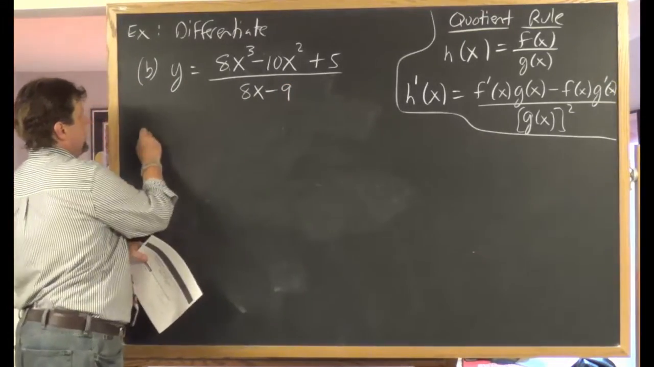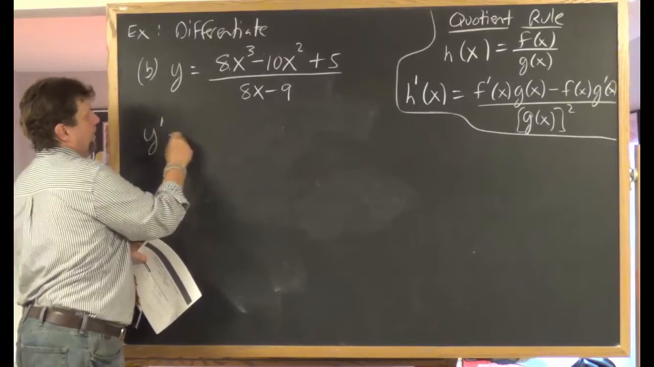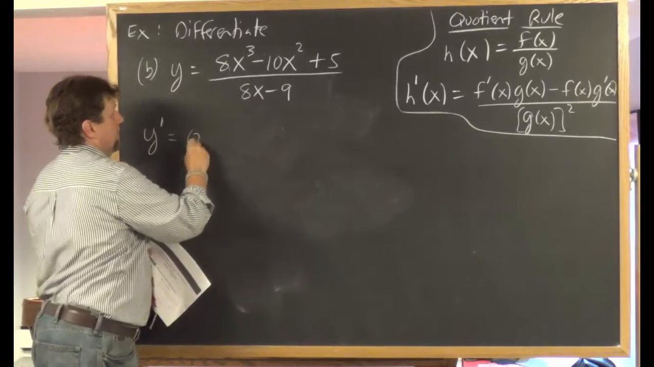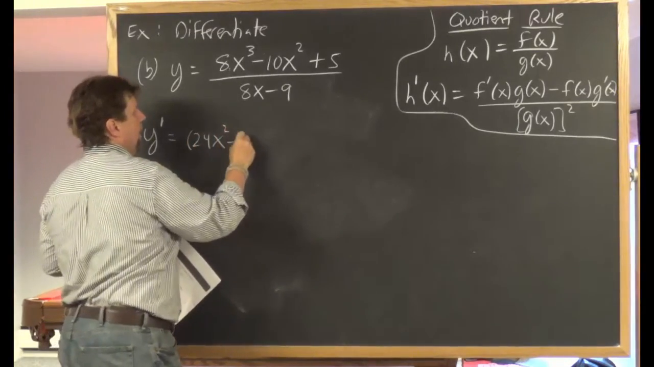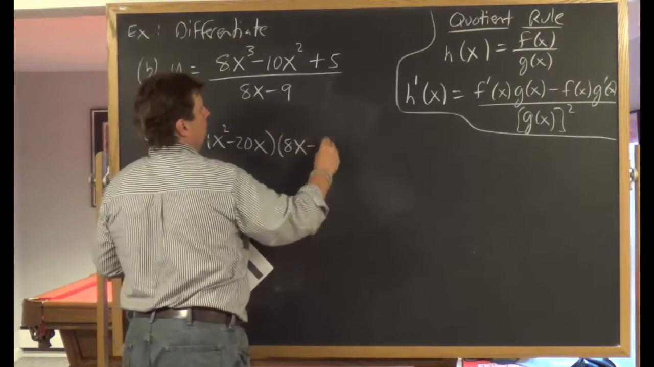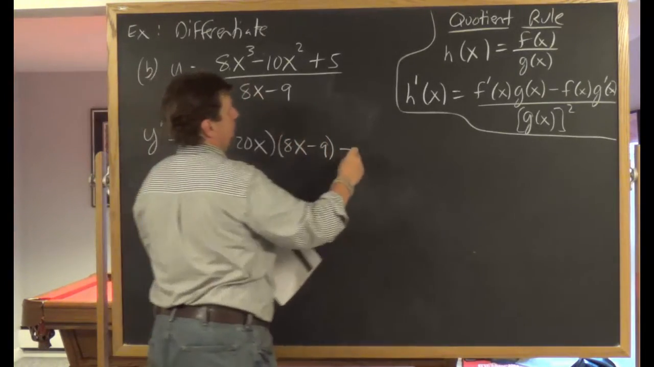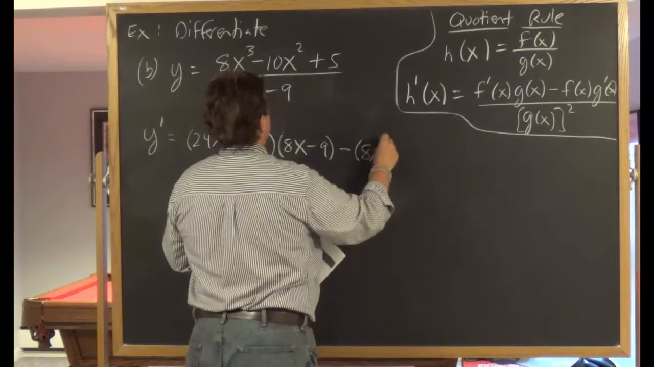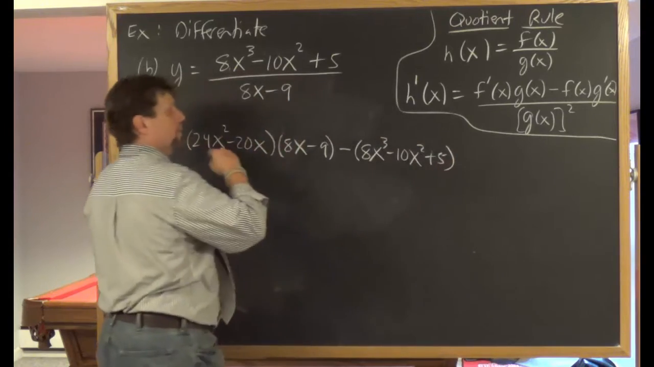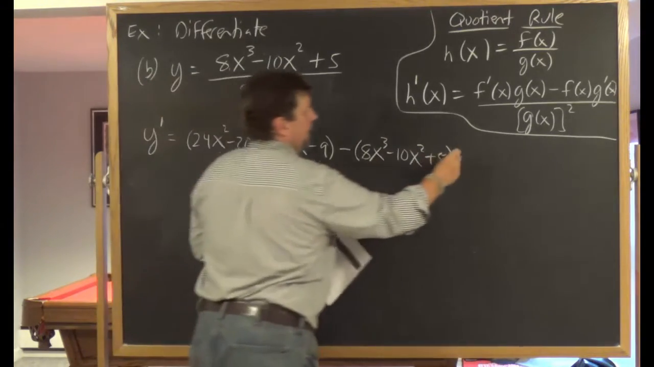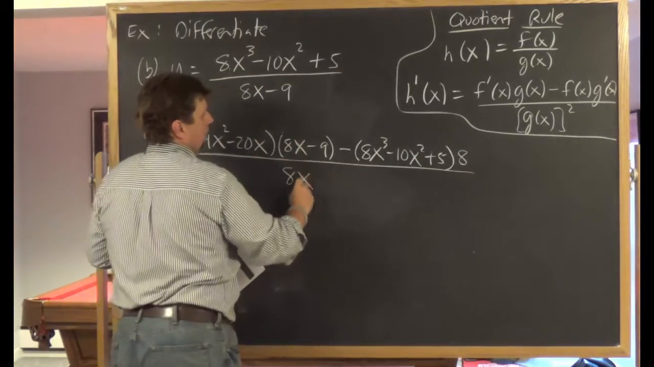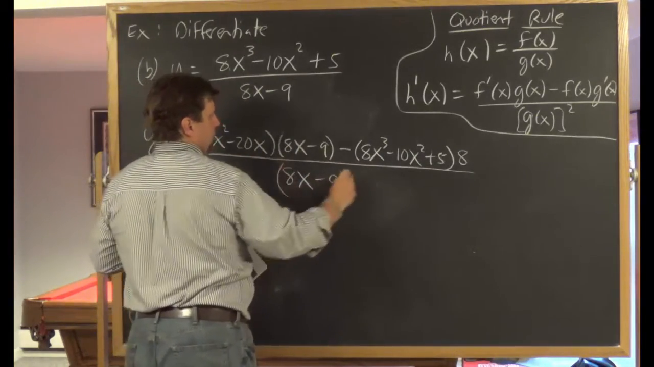All right, so here we go, getting the derivative. I'll call the derivative y prime. We take the derivative of the numerator. So that's a 24x squared minus 20x times the denominator minus the numerator, 8x cubed minus 10x squared plus 5, times, now the derivative of the denominator. Wow, that's just 8. That's not too bad. All of that junk over the denominator squared.